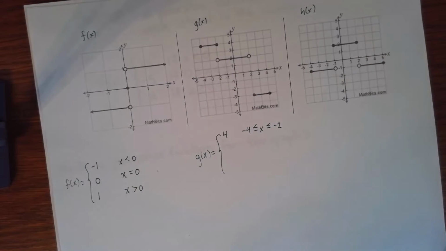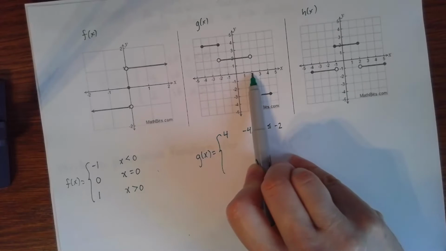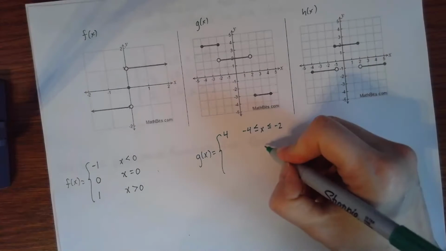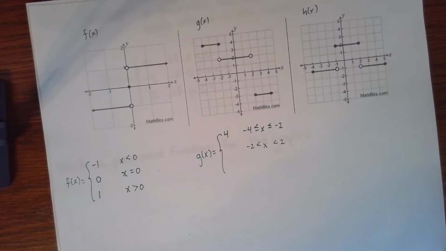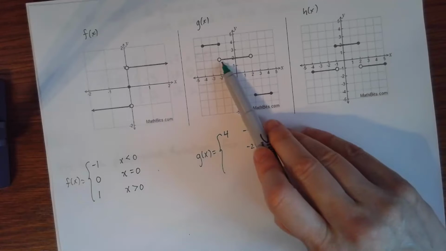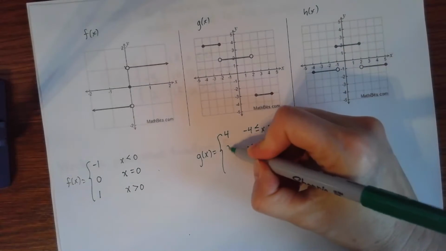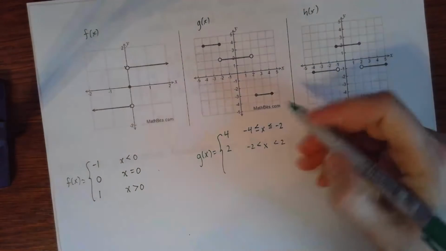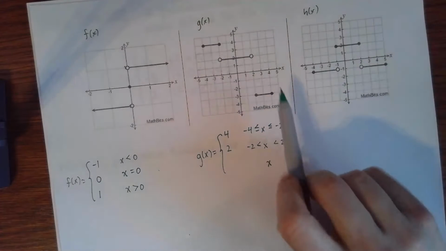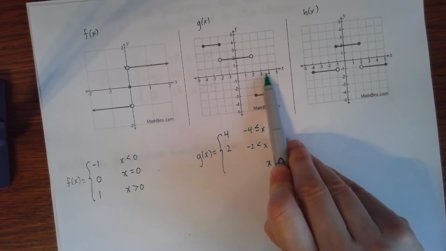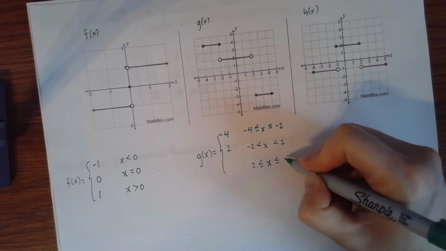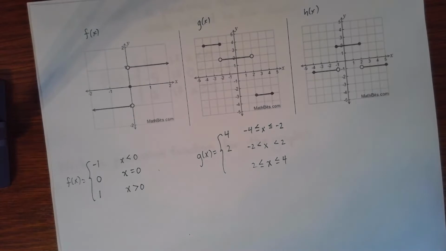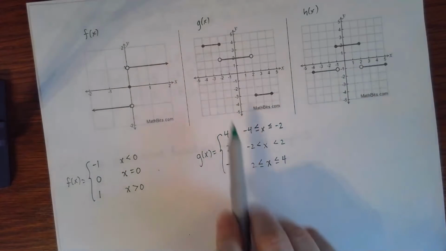to -2. Then between -2 and 2, now it can't be equal to those, but just strictly between them, we have the value 2. And then the next interval is when x goes from 2 up to 4 inclusive. So from 2, including 2, all the way up to and including 4, those values will be -3.